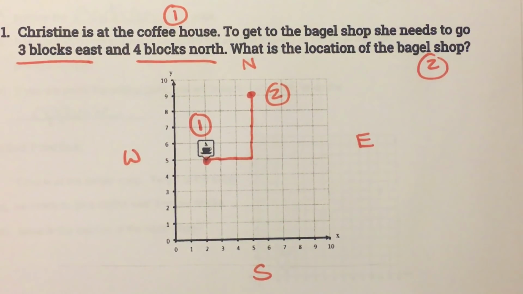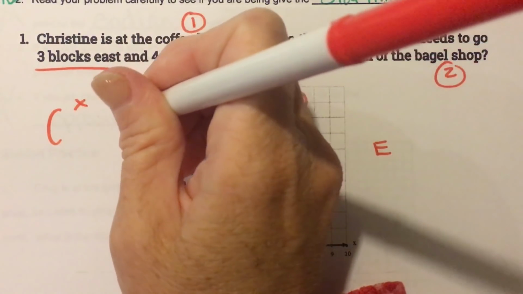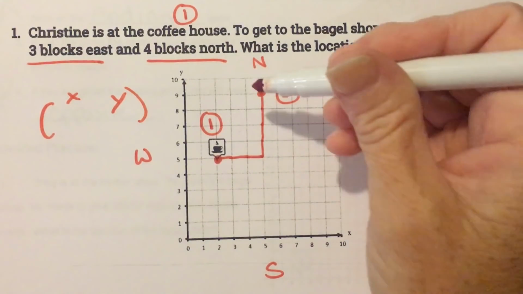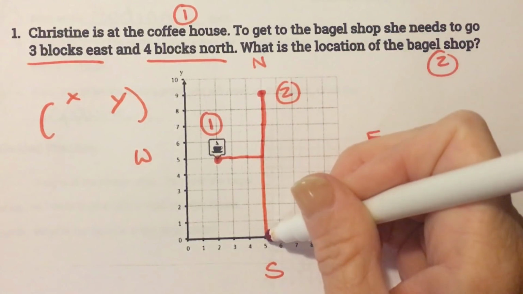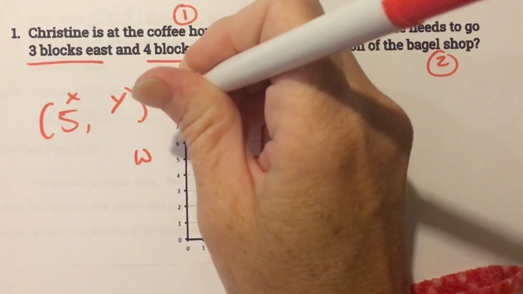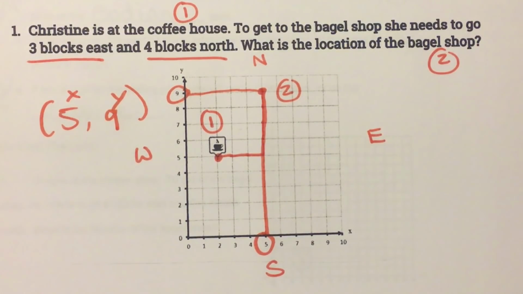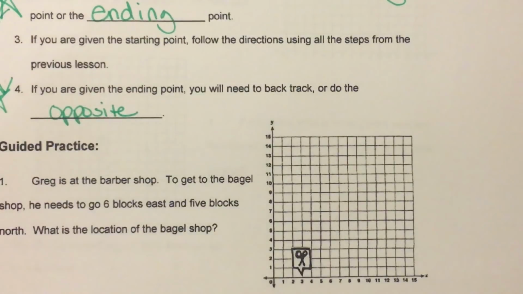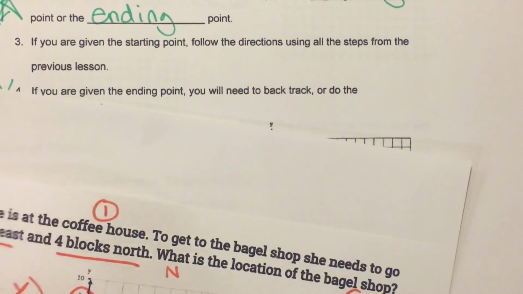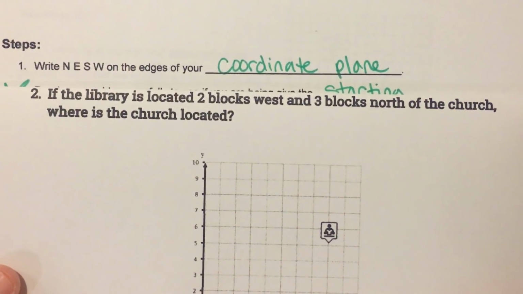Okay, so what's the location of her bagel shop? Well, I need an X and a Y. So my bagel shop's X is 5, and my bagel shop's Y is 9. Okay, so that problem was really similar to our last lesson. The next one is where it's going to get a little tricky. Let me fold this really quickly. Okay, so now let's look at this one.